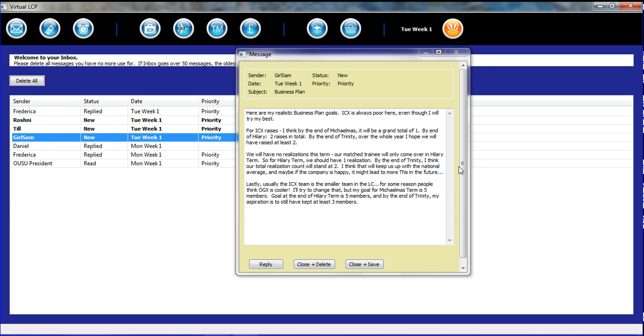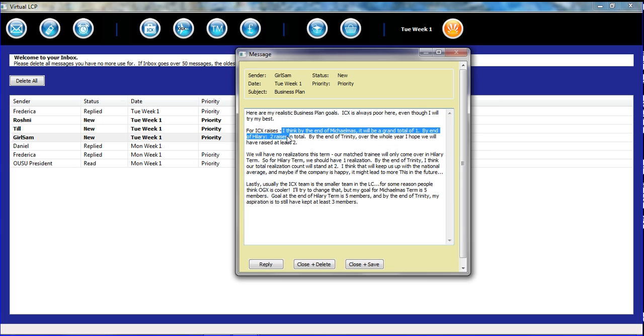Just writing this down. Okay, so for matches, in realizations, none in this term, 1 in Hilary term, and 1 in Trinity term. Right, gotcha.